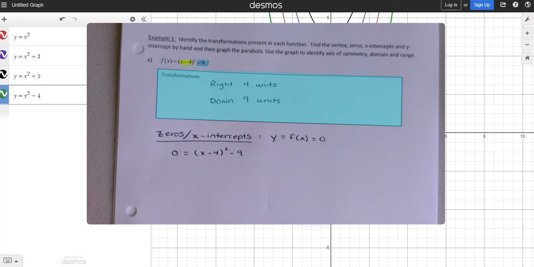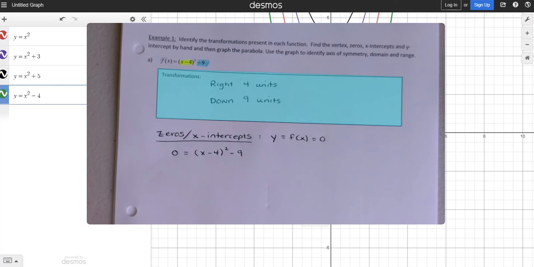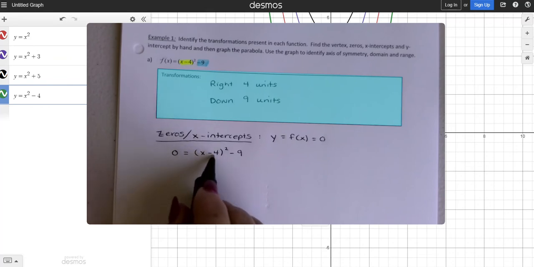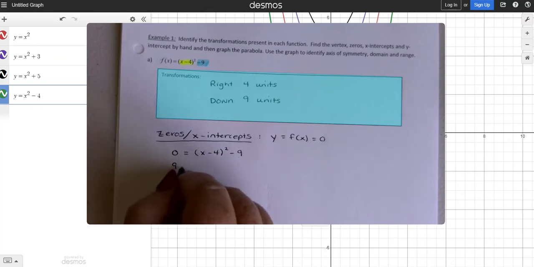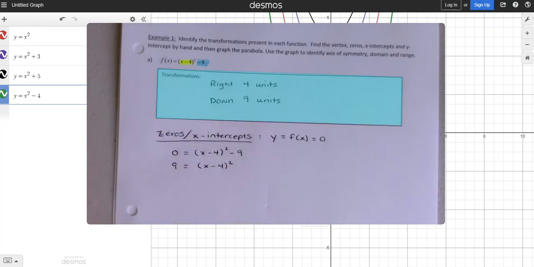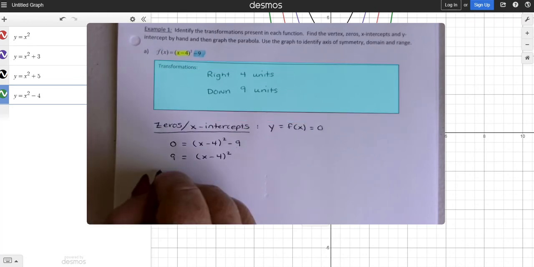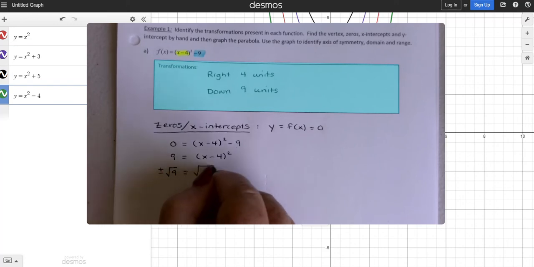As I mentioned, for problems that are given to us in vertex form, when I get to this stage of solving that quadratic equation to find the zeros, usually the square root method is going to work really well. I've already got something squared. If I bring the 9 to the other side, so I'm adding it, it'll be positive. I'm now set up exactly the way I want to be for a square root method. So I'd have plus or minus the square root of 9 equals the square root of x minus 4 squared.